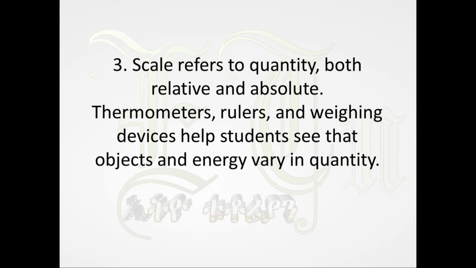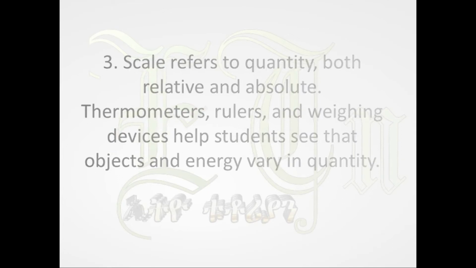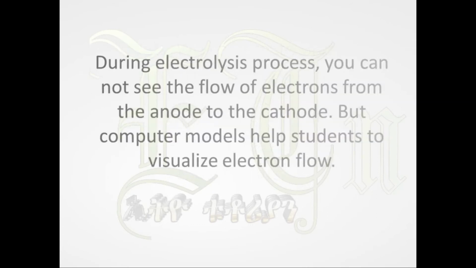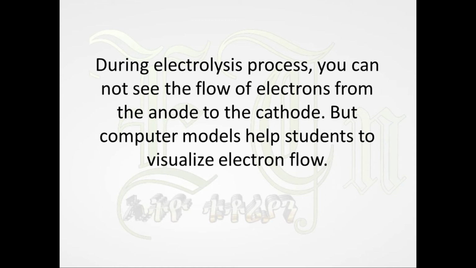3. Scale refers to quantity, both relative and absolute. Thermometers, rulers, and weighing devices help students see that objects and energy vary in quantity. 4. Models. We can create or design objects that represent other things. Molecular models, which are assisted by computers, help students to understand better than actual experiments. During the electrolysis process, you cannot see the flow of electrons from the anode to the cathode, but computer models help students to visualize electron flow.